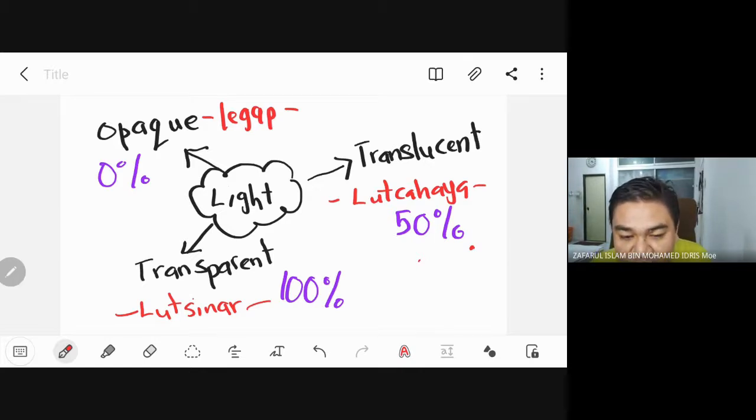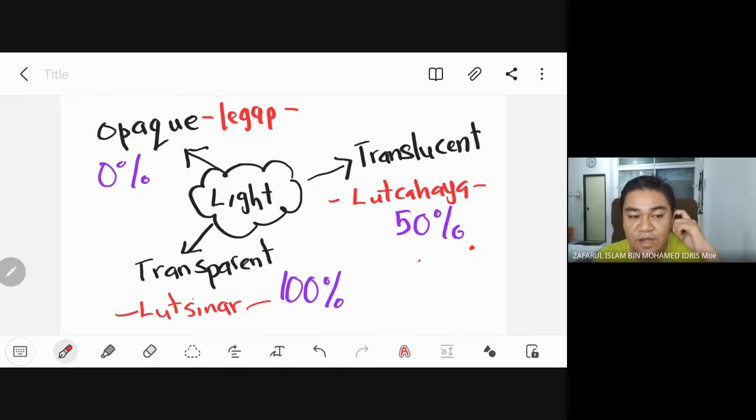Macam mana kita kata lut cahaya ni? Bila kita berdiri di belakang cermin tu, kalau transparent tadi kita berdiri belakang cermin tu kita nampak lubang hidung awak, nampak jerawat awak, nampak bulu hidung terkeluar, betul tak? Tapi kalau translucent kita nampak dia somebody behind that window tapi tak jelas, not clear. So that is different of transparent, the differences between transparent and translucent.